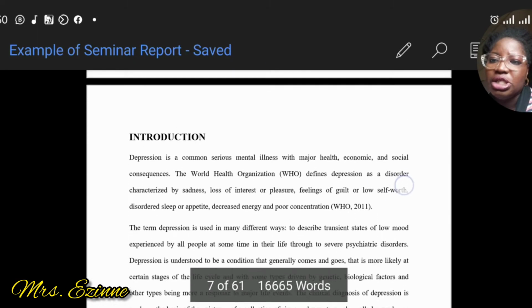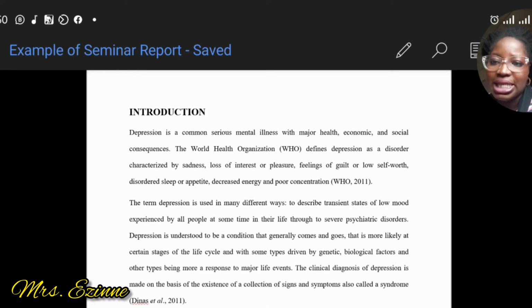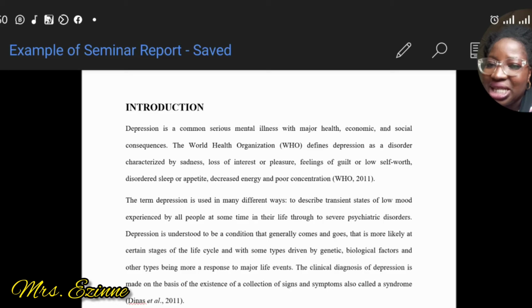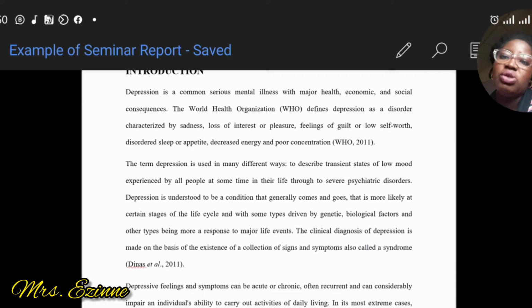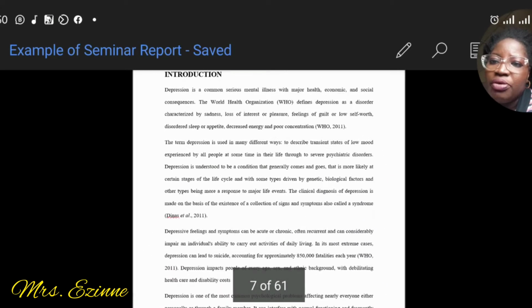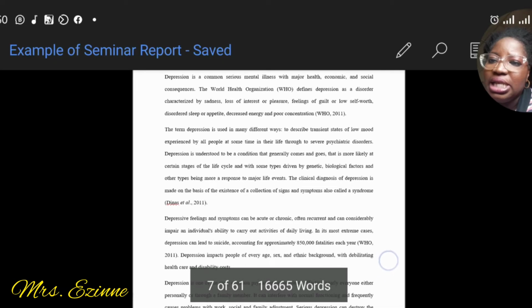So let's go on. The introduction is here, and you can see how I started by explaining the term depression. Depression is a common serious mental illness with major economic and social consequences. So I'm presenting to you the state of depression in the world. It's a serious mental illness that is quite common, and you can see that I defined it. And you can see how well spaced out my report is, very easy to read.